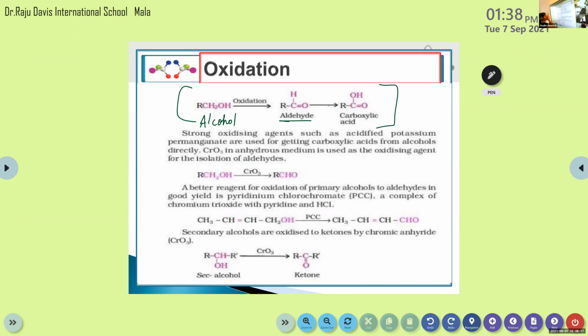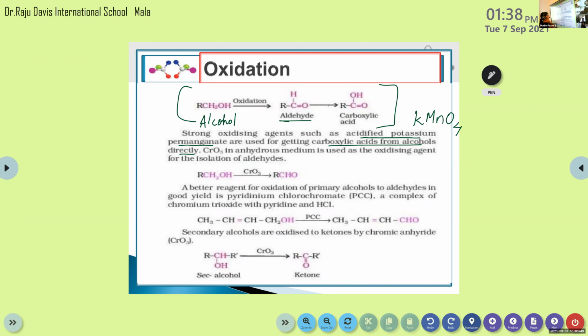When we are using certain strong oxidizing agents such as acidified potassium permanganate, that is KMnO4, carboxylic acid will be obtained from alcohols directly. When we are using a strong oxidizing agent like acidified potassium permanganate, we can directly obtain carboxylic acid from alcohol without going through the step of formation of aldehyde.